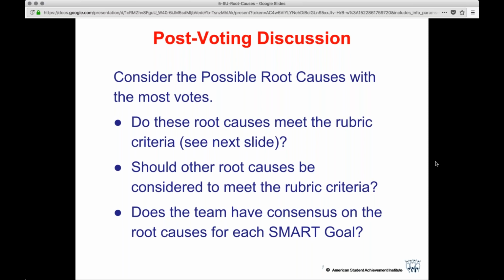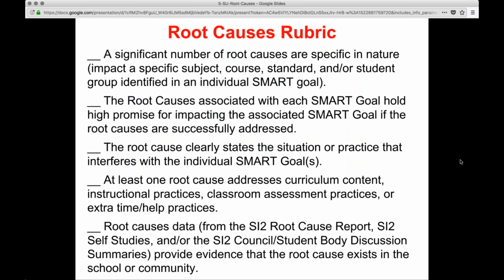All right, so then we look at the rubric. Once you send it all in and submit it, this is what I'm going to be checking for, to make sure that you've had good coverage and everybody is on the same page. I'm going to be looking for a significant number of root causes that are specific in nature, that impact a specific subject, course, standard, and/or student group identified in an individual SMART goal. Amy will show you in a little bit. This sounds a little bit foggy at first, but when you see it as a visual, you'll see just how smoothly this all works.